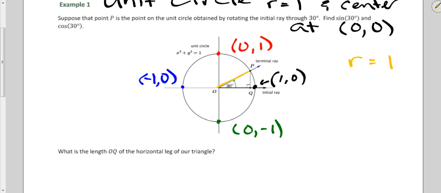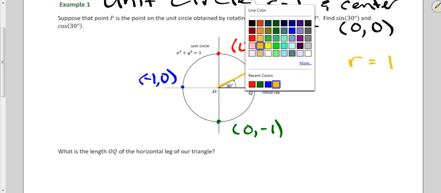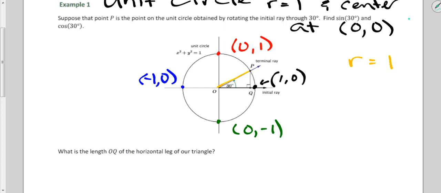What's my angle right here? 30, right? Now, let's go back to our first page of our notes in this lesson. If my hypotenuse is 1, what does the length of this side have to be? 1/2. I'm going to do it in that turquoisey color. So this is 1/2, right?